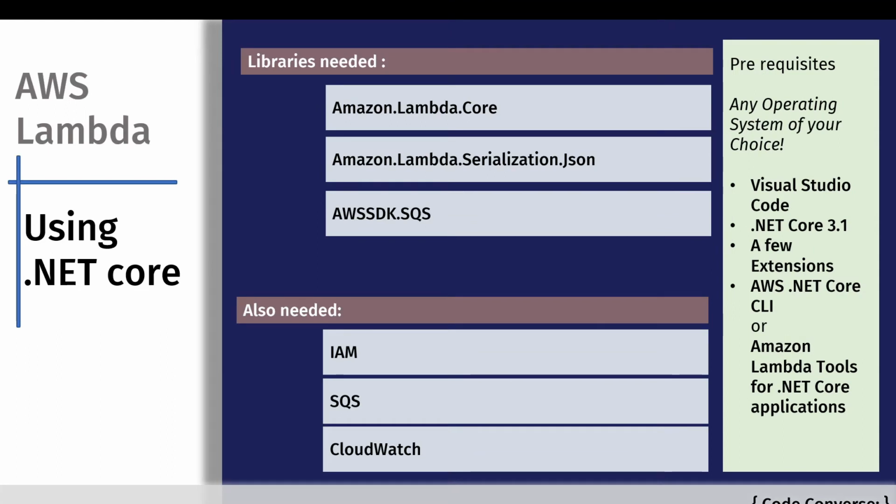So we are just starting with AWS Lambda using .NET Core. And those are the libraries which we are going to use: Amazon Lambda Core, Amazon Lambda Serialization JSON, AWS SDK, SQS. Also, we'll need IAM to create a few roles, and we are going to assign those roles to the Lambda. SQS is our event source, and CloudWatch is where the Lambda is going to log whatever we print in the Lambda.